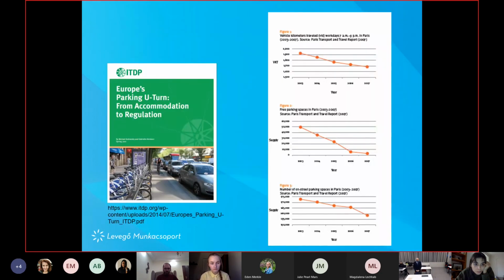So here is an example from France, from Paris, of what they could achieve. First of all, they reduced the number of parking spaces substantially, and also they reduced the number of free parking spaces. It is the lower and the middle figure. And what was the result? The vehicle kilometers traveled also substantially decreased. So just by this measure, they could decrease the movement of cars.